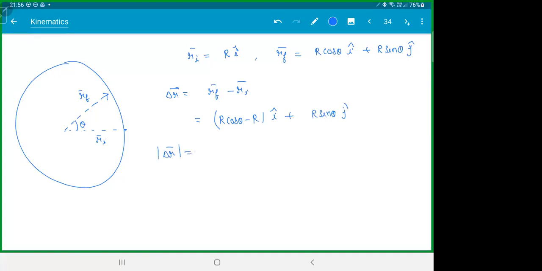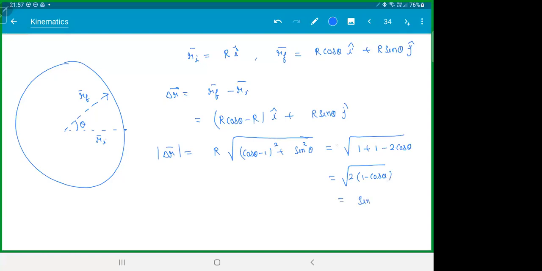If you take the magnitude of this, you end up with r into root over cos theta minus 1 whole square plus sine square theta. Expand this, you get sine square theta plus cos square theta is 1. You'll get 1 plus 1 minus 2 cos theta. Take the 2 common: 1 minus cos theta. 1 minus cos theta is nothing but 2 sine square theta by 2. With the r outside, you end up with 2r sine theta by 2. It's a good result. The displacement is 2r sine theta by 2.